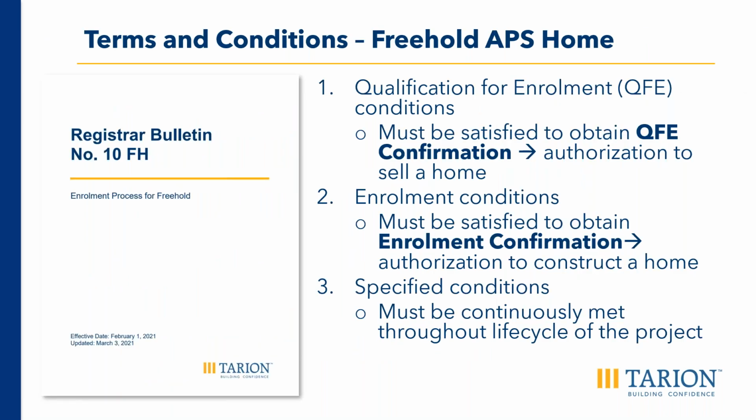For freehold agreement of purchase and sale homes, Registrar Bulletin 10FH contains a detailed overview of this process and can be found on our website, tarion.com. Vendors and builders are encouraged to review this bulletin in its entirety. Once we've fully reviewed the application, Tarion will send you the terms and conditions that you must satisfy to sell and build the homes.